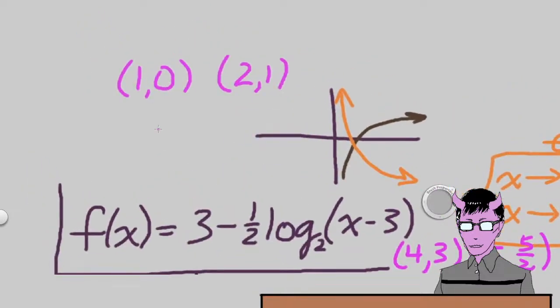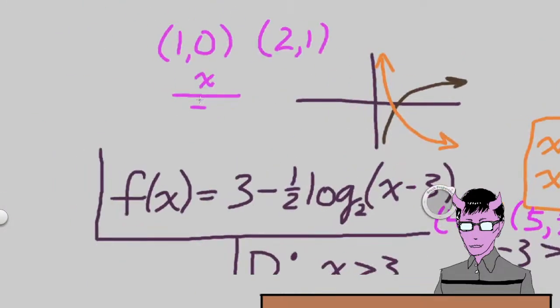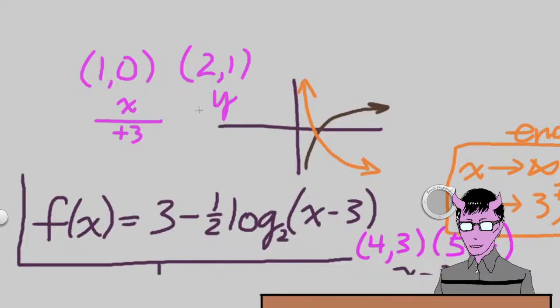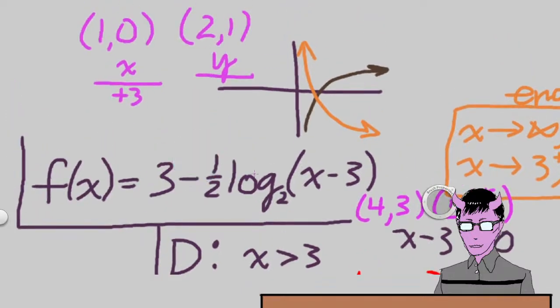So x transformations first. For the x transformation, it's going to be minus 3, but it's opposite, so it's plus 3 only. For the y transformation, we have three things: we have a negative, we have a 1/2, and then we have a 3. But again, we're outside of the parentheticals, so we apply them according to PEMDAS. So times negative 1/2, and then plus 3.